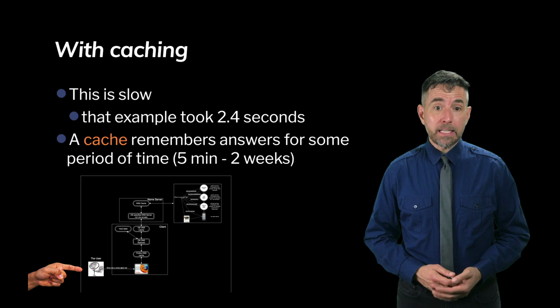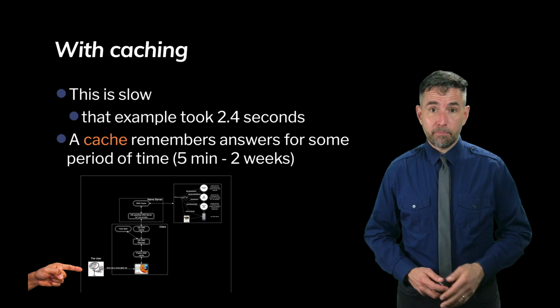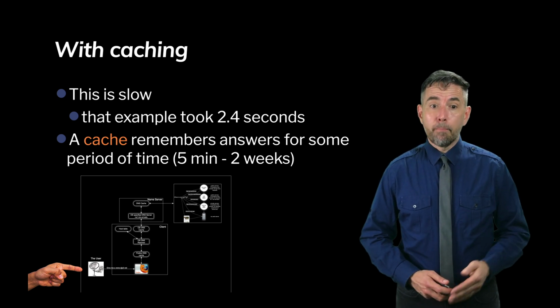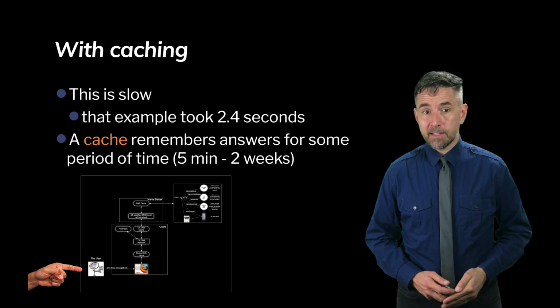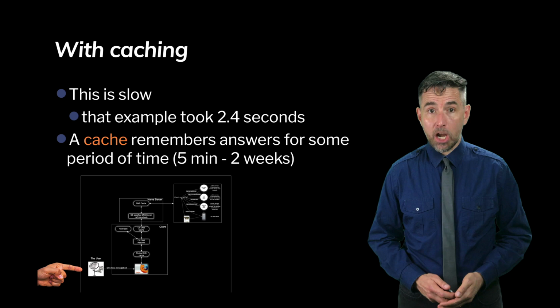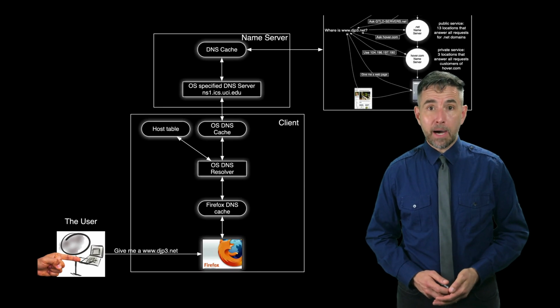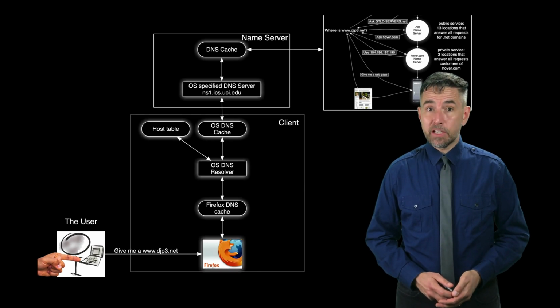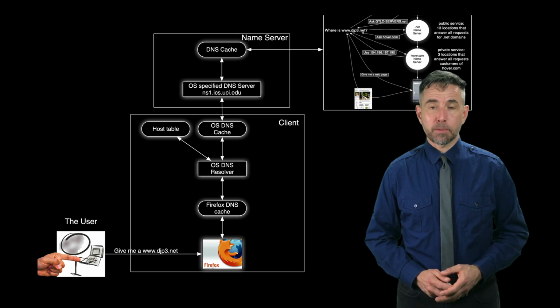Now in this diagram, you can see in the upper right is the fail-safe mechanism that we just described. But before we use that fail-safe mechanism, we're going to go through a series of checks to see if that translation is already known. So let's start down at the bottom. The user is asking for www.djp3.net, and let's say they're using the Firefox browser.